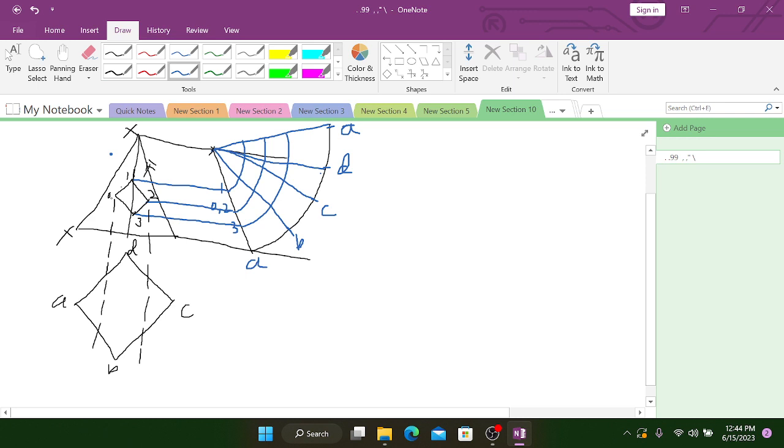Then we know this is 0, no? This is 0. I am marking here 0 and here also 0. Here 1, 3, no? I am marking here 1 and 3. Here 2, no? I am marking here 2 and here 2.